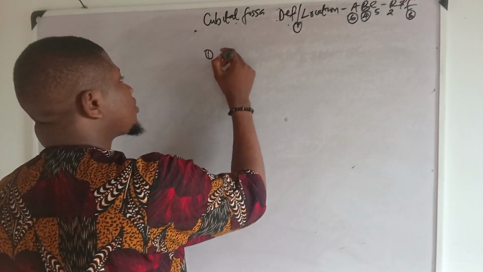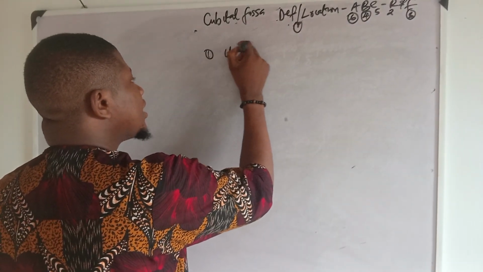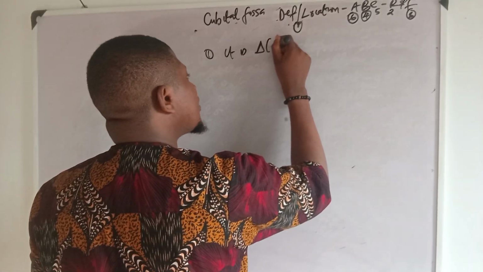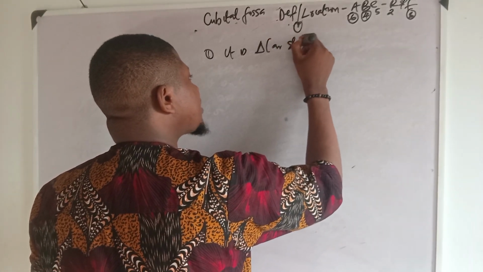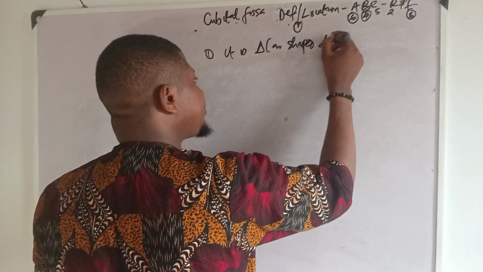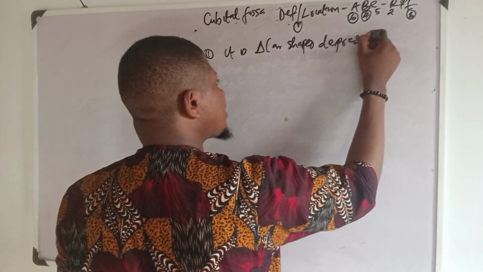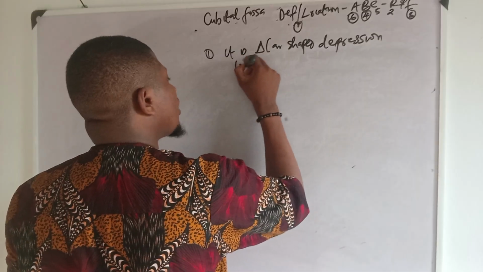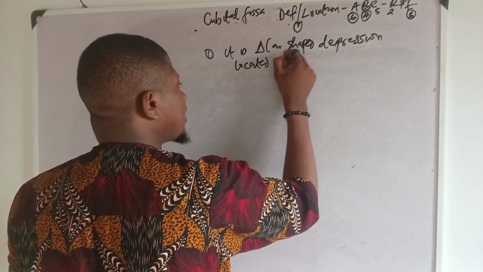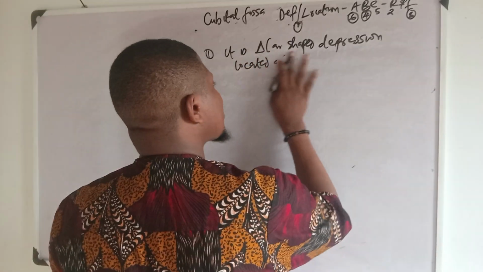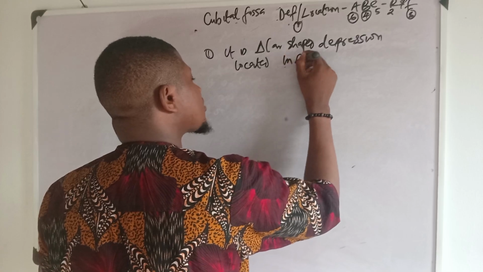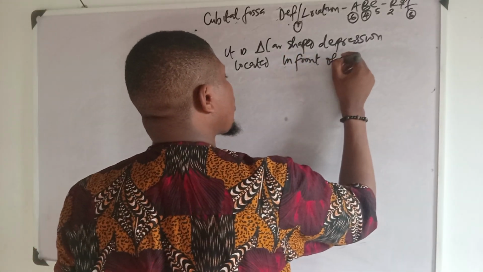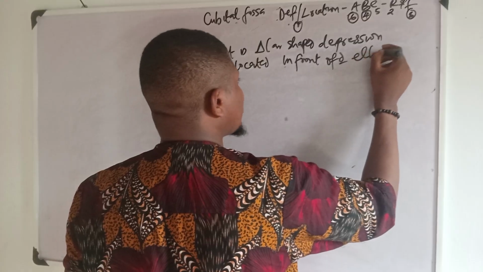Number one, definition location. You will define using the shape. It is a triangular shaped depression. So I have now defined it with the shape. Then let's now locate it. Located in front, the anterior aspect, in front of the elbow.